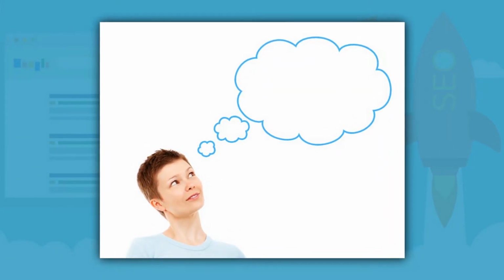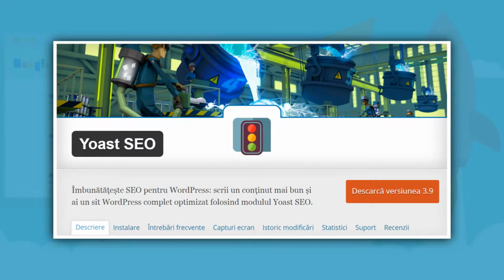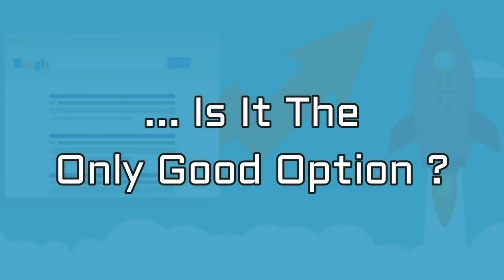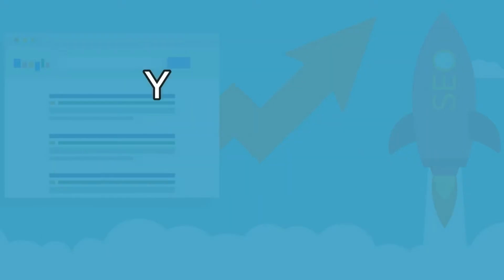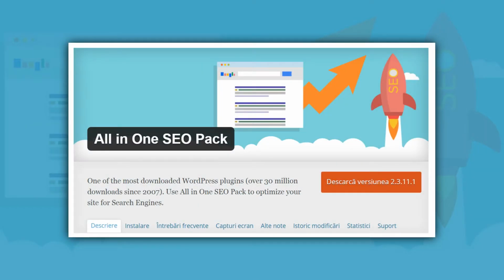When people think about search engine optimization and WordPress, their mind often jumps directly to Yoast SEO. After all, it's the most popular SEO plugin for WordPress. But is it the only good option? Not at all, and you should definitely get to know the competition. In this case, that's All in One SEO Pack.